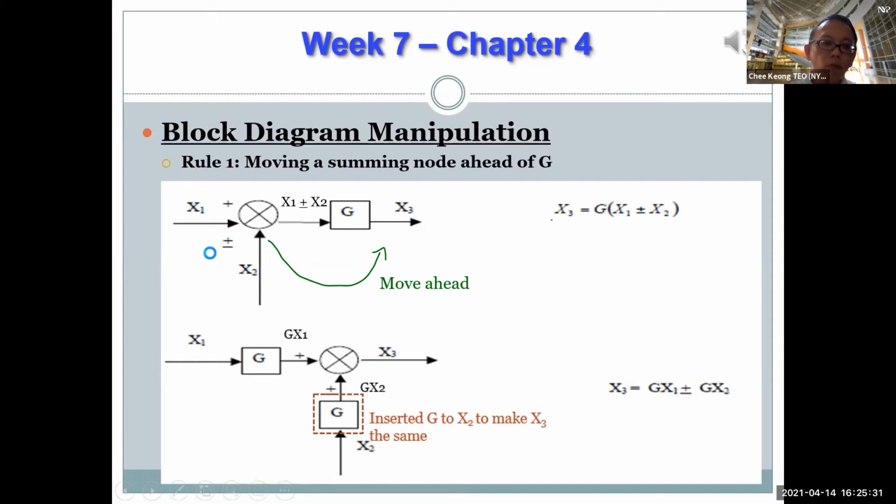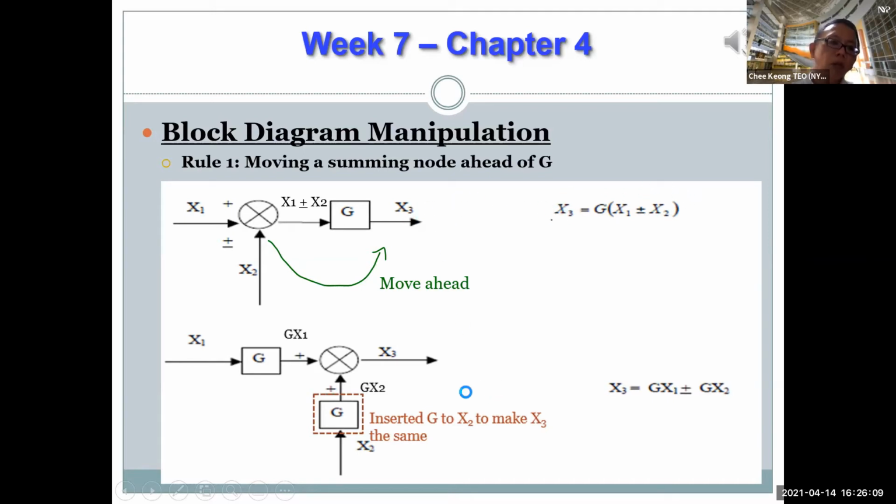Now, of course, everything you look at it as a black box. There are 3 inputs. And of course, when you move, you don't want to intervene any of the inputs. Meaning that the input may still be X1, X2, but the output should remain the same, right? So for this case, originally it is X1 plus minus X2 here, right? At this point, X1 plus minus X2 will come out. Now, X1 plus minus X2 go into the G, that means the G will multiply X1 plus minus X2 and give you X3. So X3 is basically this expression here, right?